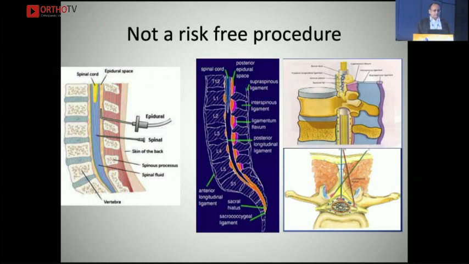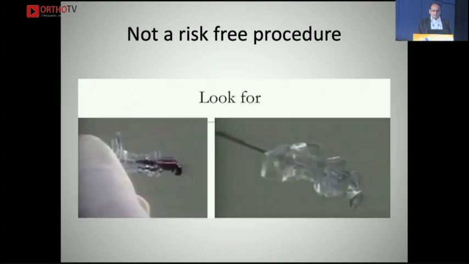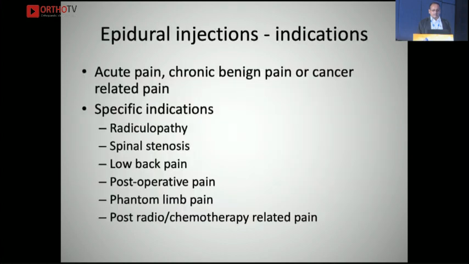These are not risk-free procedures. There are vasculature, arteriovenous plexus, nerve roots, dorsal root ganglion, and dura, which can be easily damaged. Whenever we do injections, we look for these. I have had my share of encountering blood and CSF leaks during injections.